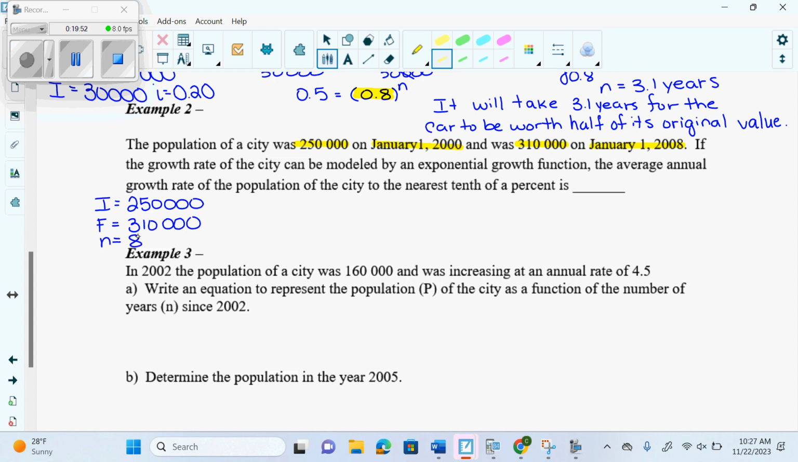Then it says, if the growth rate of the city can be modeled by an exponential function, find the average annual growth rate of the population to the nearest tenth of a percent. So what's it asking me to find? Little i. So we have final, which is 310,000, equals initial, which is 250,000, bracket 1 plus i, don't know what it is, to the 8. And what did I tell you you should first do if you have final and initial? Divide them.